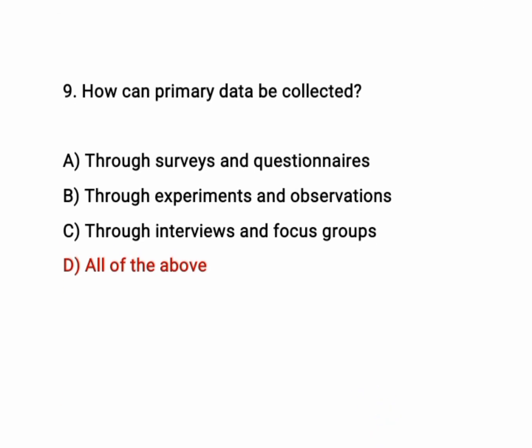Okay, question number 9. How can primary data be collected? The correct option is D. All of the above. It means through survey and questionnaire, through experiments and observation, through interviews and focus group.